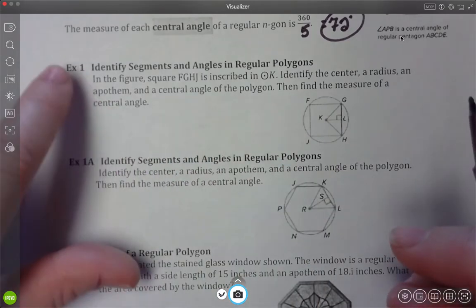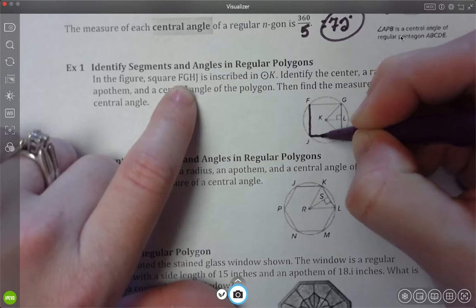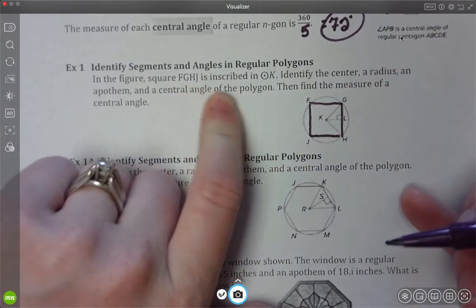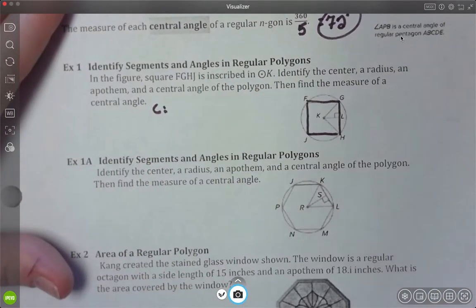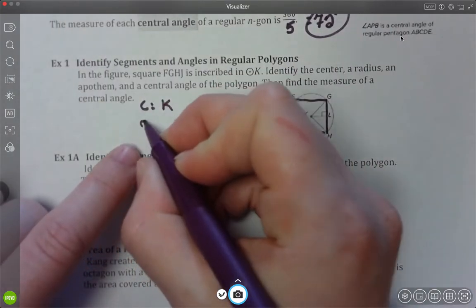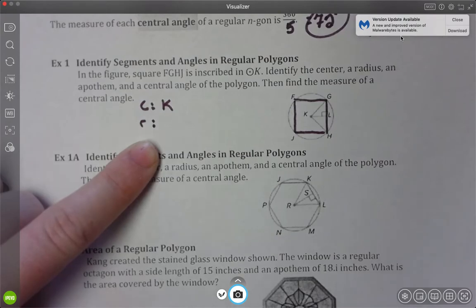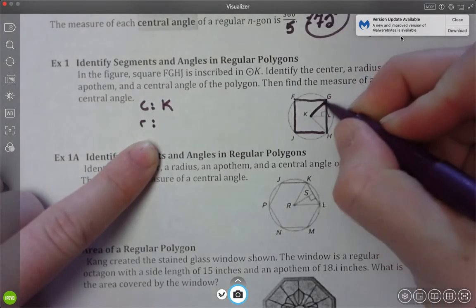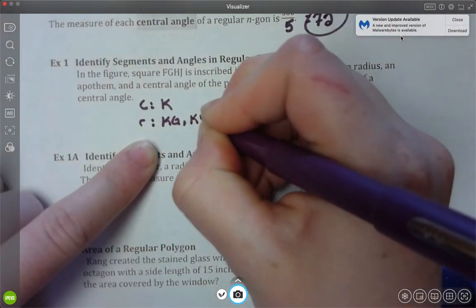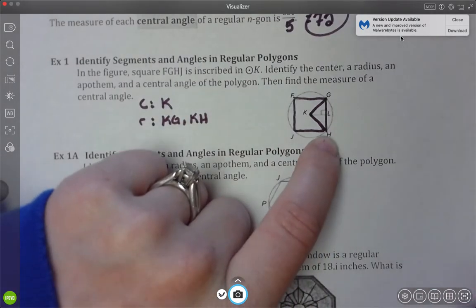Example 1. In the figure, this square is inscribed inside of the circle. So I have a 4-sided figure. Identify the center. Center is K. Done. A radius. There are actually 2 radii labeled here. One of them is KG. The other one is KH, because they're going from the center to the outside of the circle. They're touching the edge of the circle.